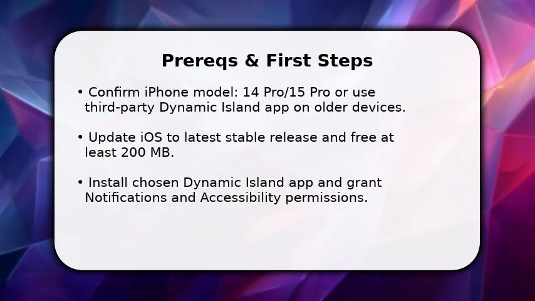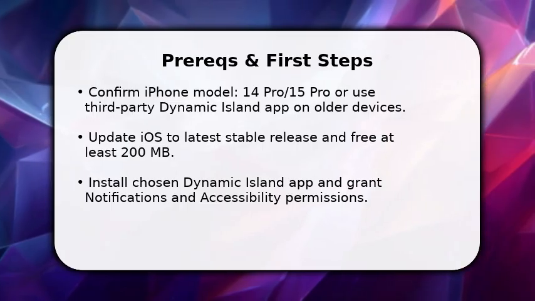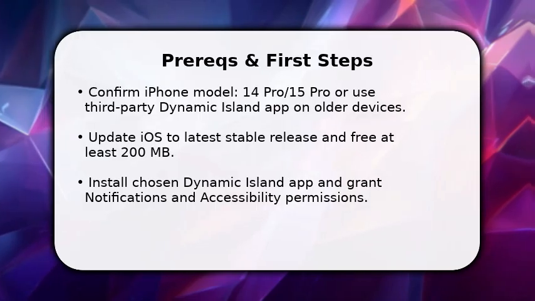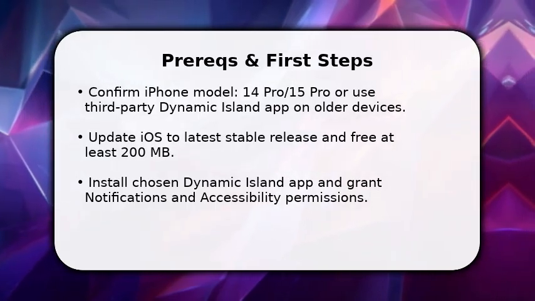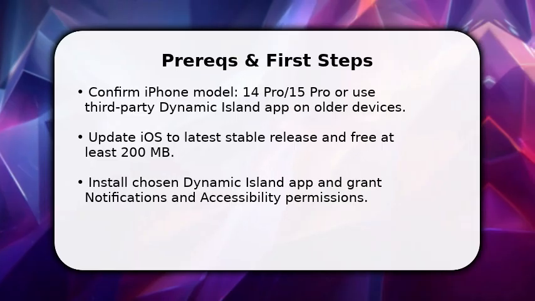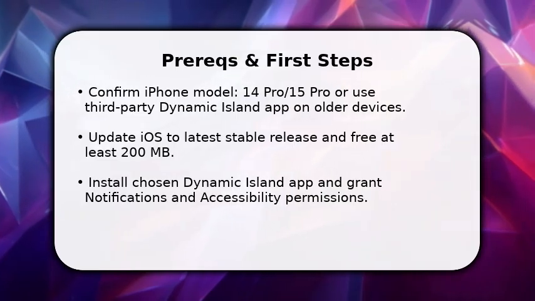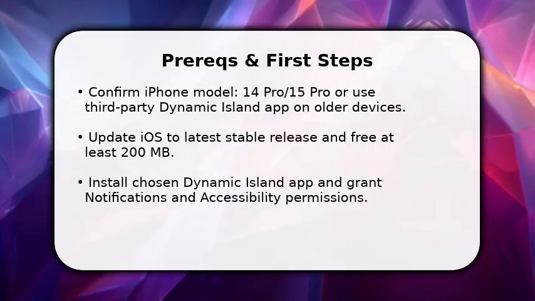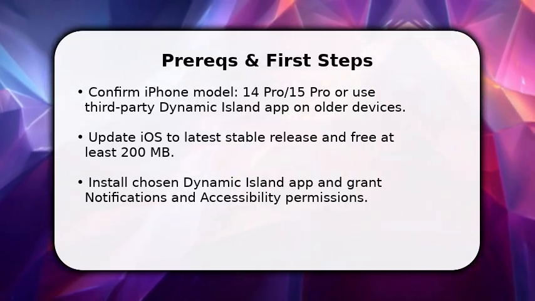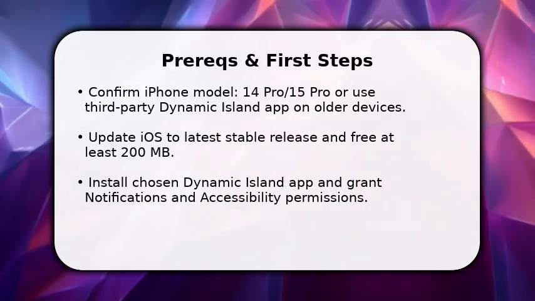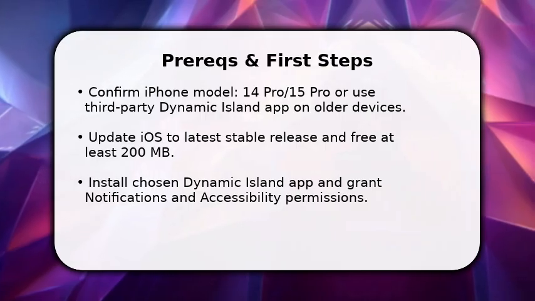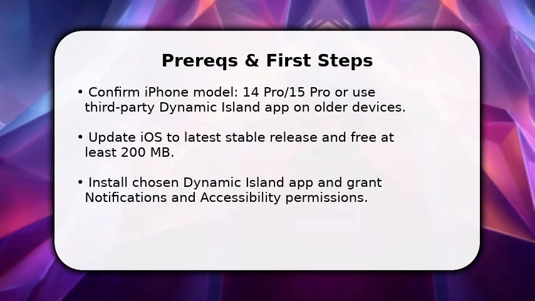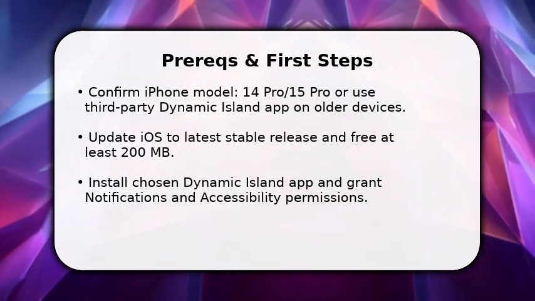You start by confirming what you have and why it matters. Dynamic Island is native on Pro models or delivered via apps on other phones. Once you verify model and update iOS, install the Dynamic Island app. Make sure to grant notifications and accessibility permissions when prompted, because that lets the app read alerts and display the floating pill. You'll also free storage and restart the phone now. That avoids permission glitches and speeds initial configuration, so the feature activates cleanly.